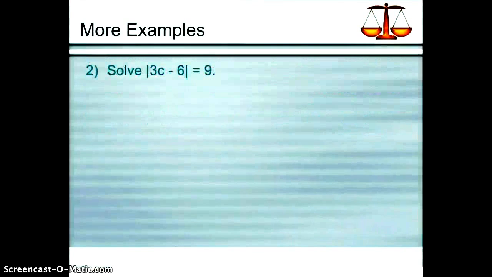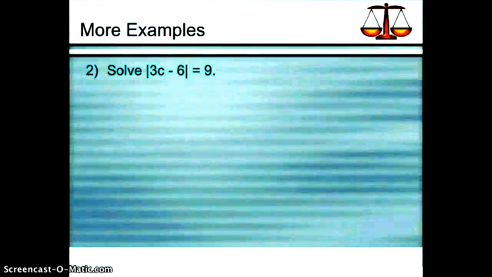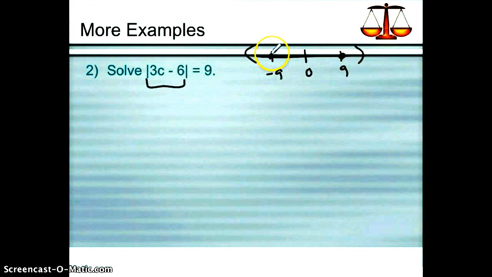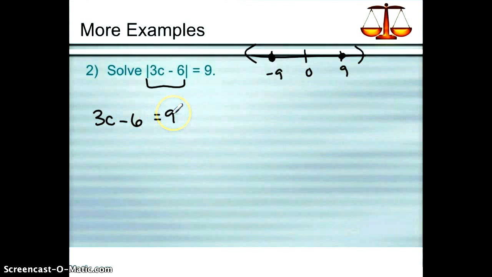So let's look at this one. Solve the absolute value of 3c minus 6 equals 9. So in this case, what I'm saying is 3c minus 6, that term is 9 spaces away from 0. So whatever it is, 3c minus 6, that has to either be 9, because that's 9 spaces away from 0, or -9, which is also 9 spaces away from 0. So I'm going to set up 2 equations in this case. I'm going to say 3c minus 6 equals 9, and I'm also going to say 3c minus 6 could equal -9. Okay, because if 3c minus 6 was -9, the absolute value of -9 is 9.